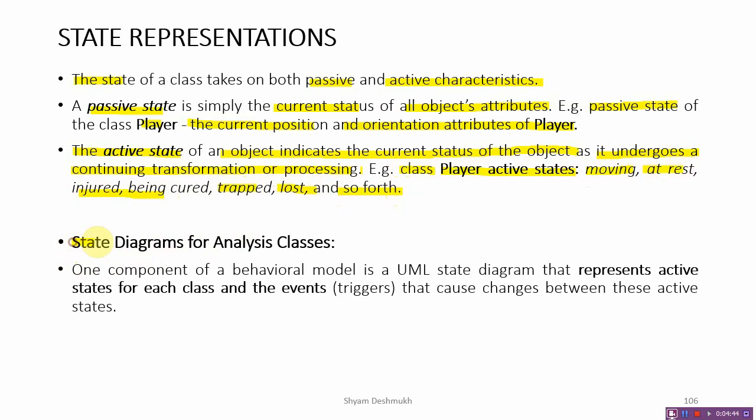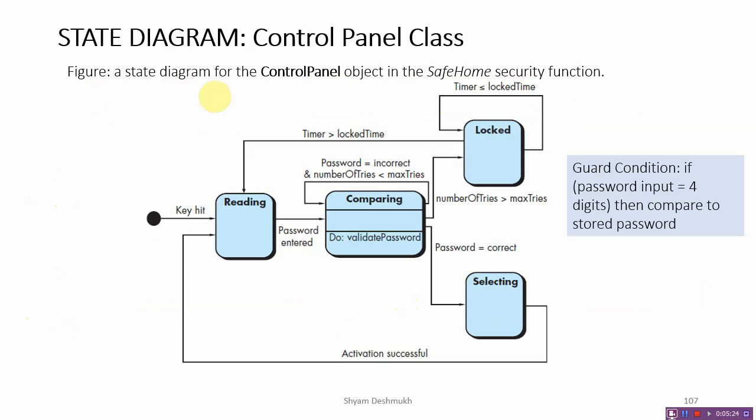Let us discuss the state diagrams for the analysis classes. One component of a behavioral model is a UML state diagram that represents active states: the active states for each class and the events that cause changes between these active states. Let us consider an example of the SafeHome security function. A state diagram for the control panel object is shown here. So this is an initial state.